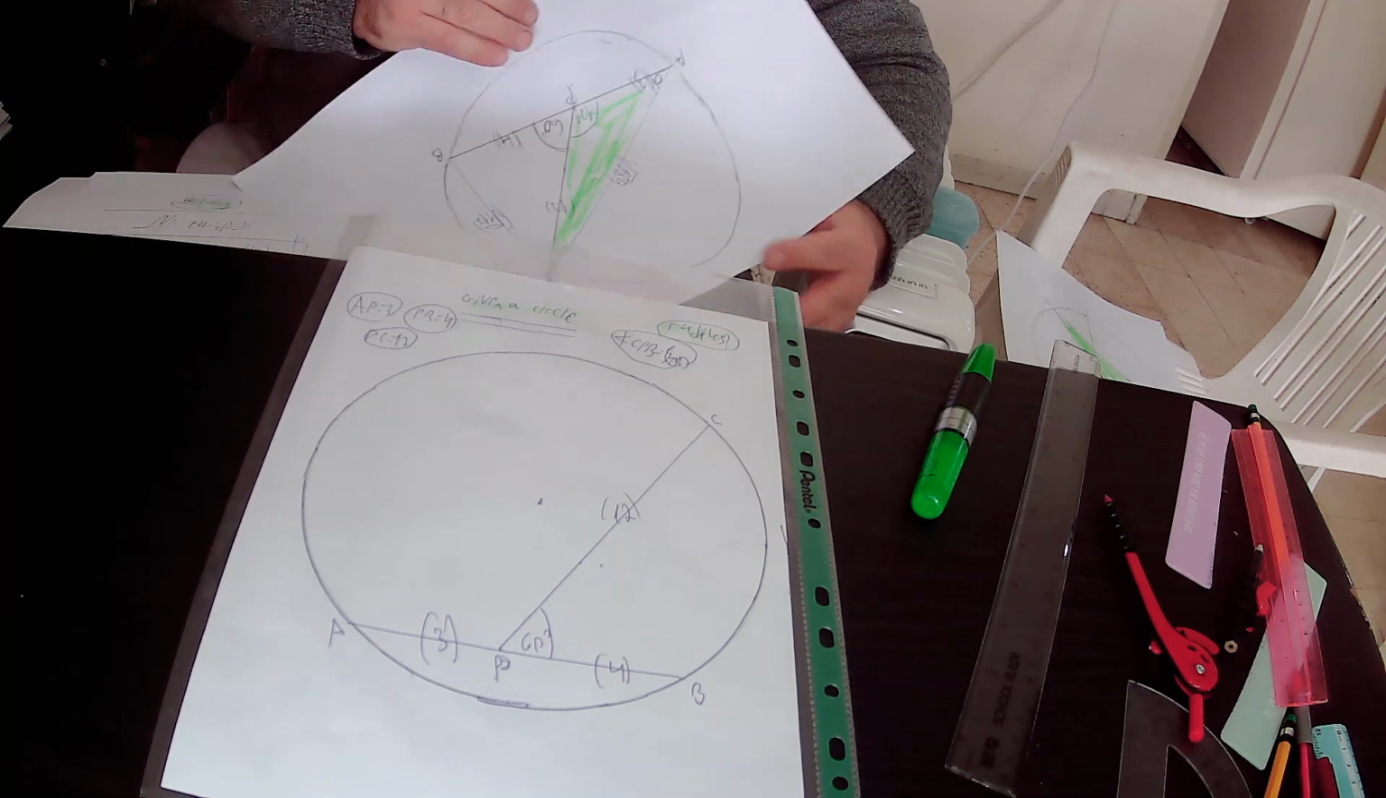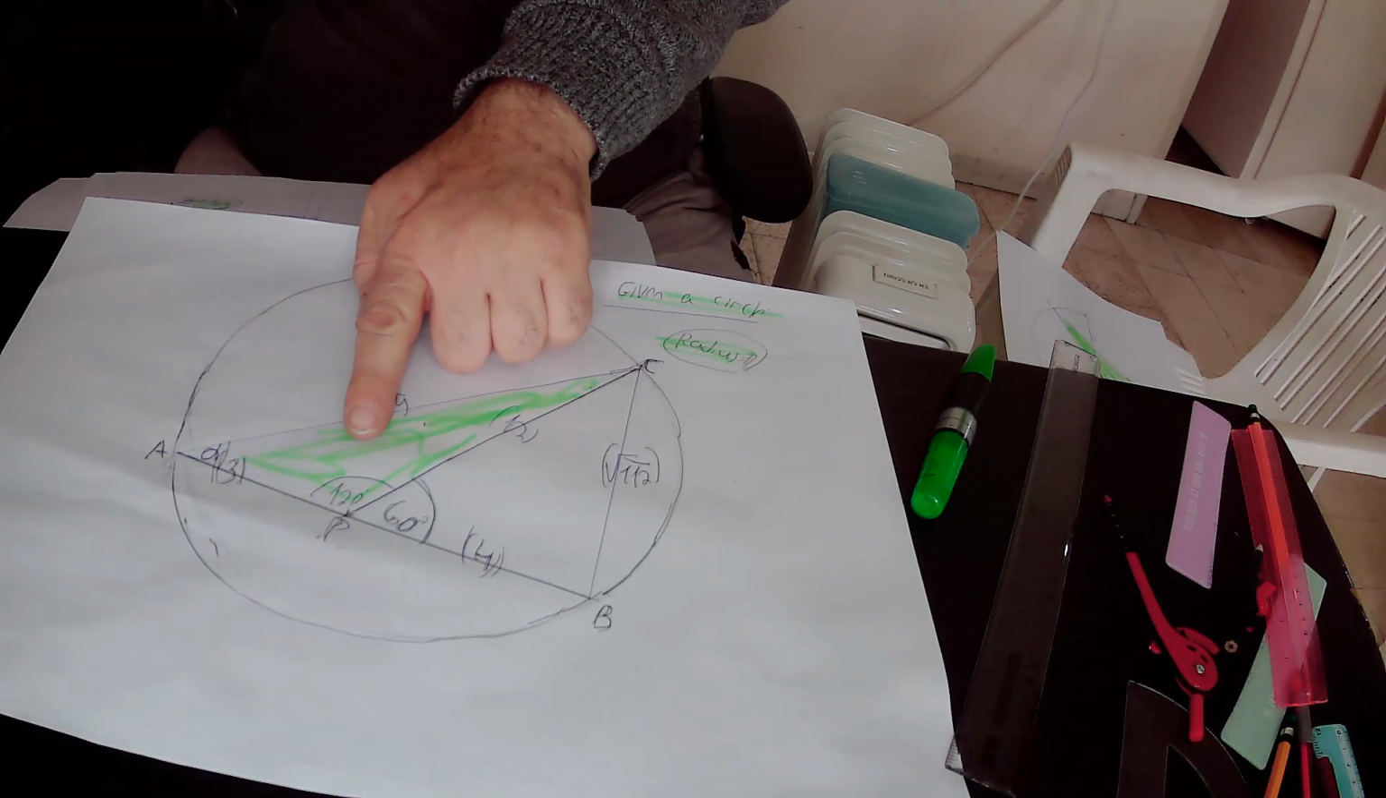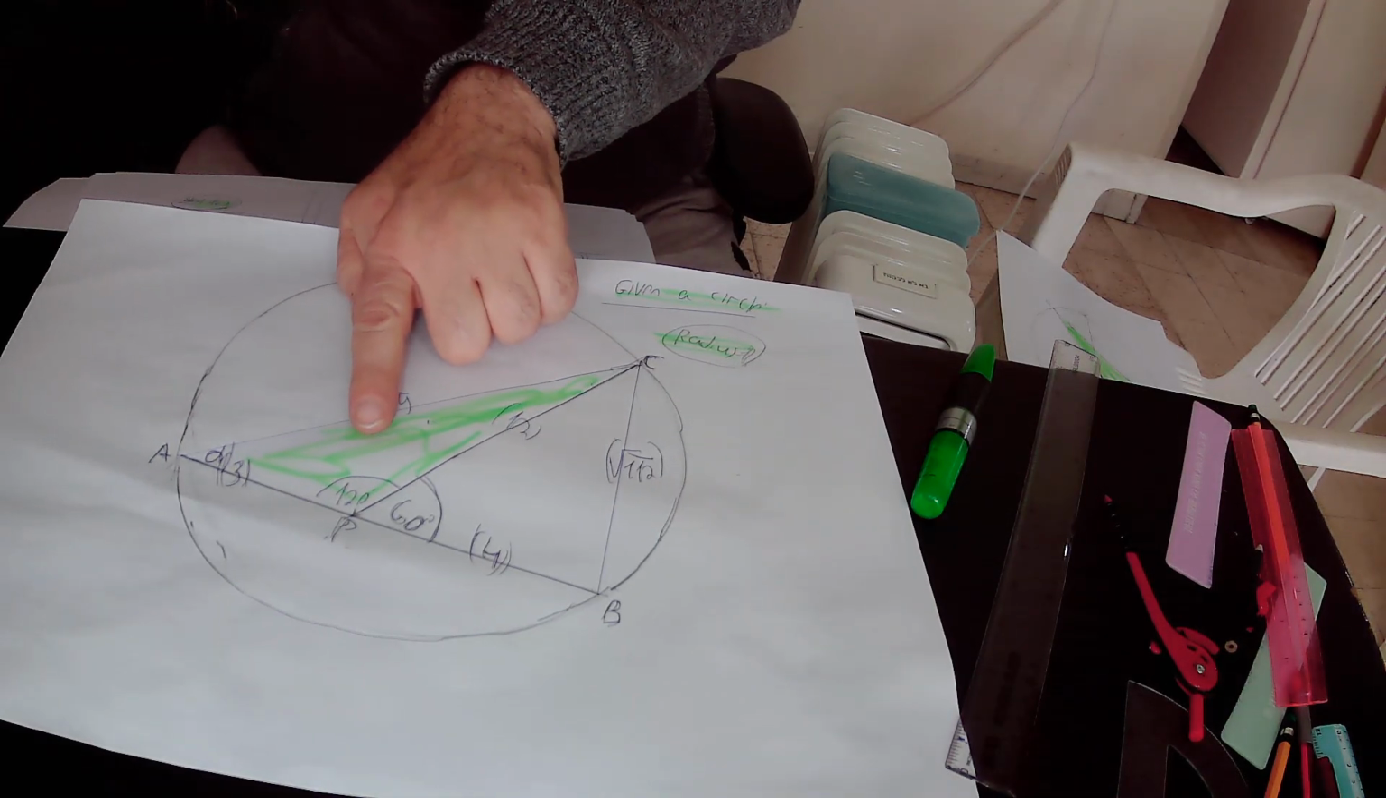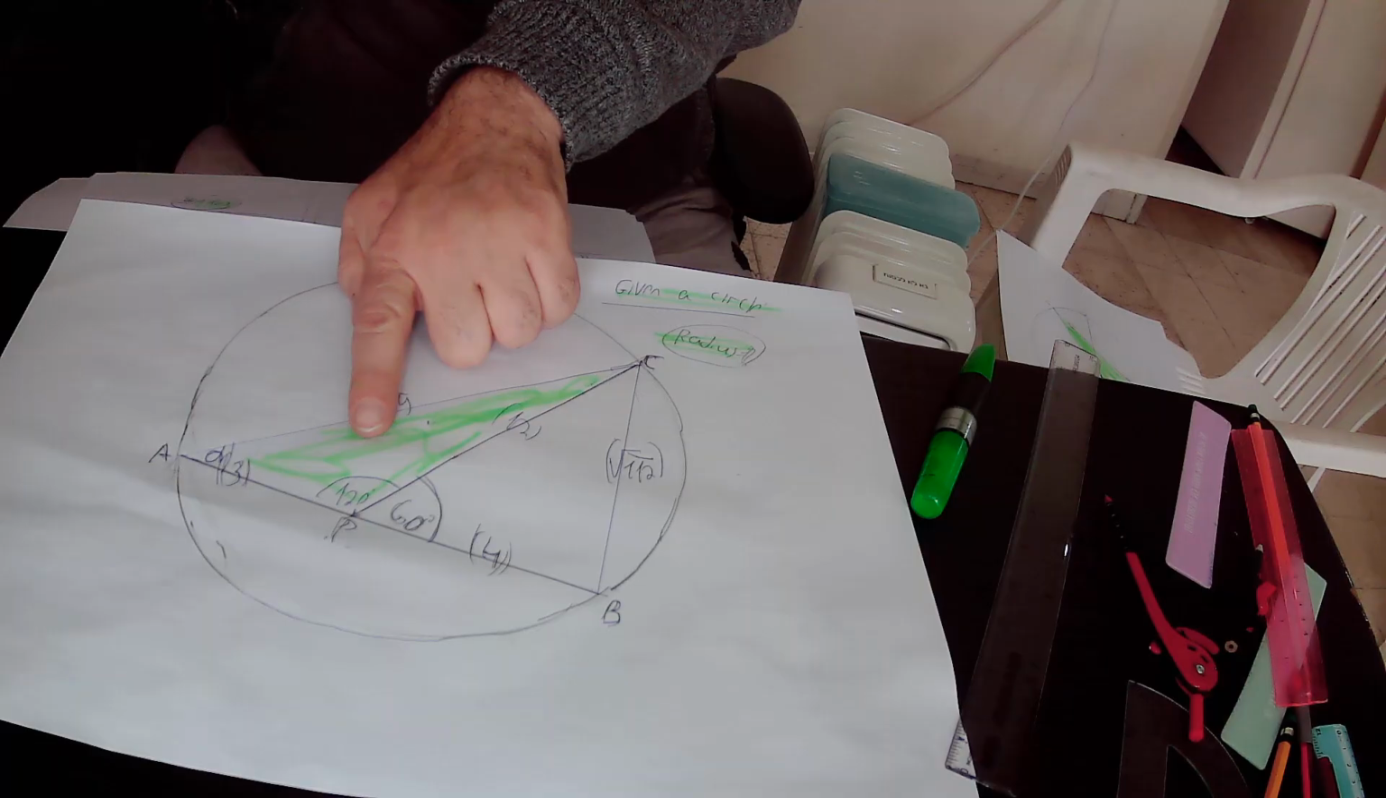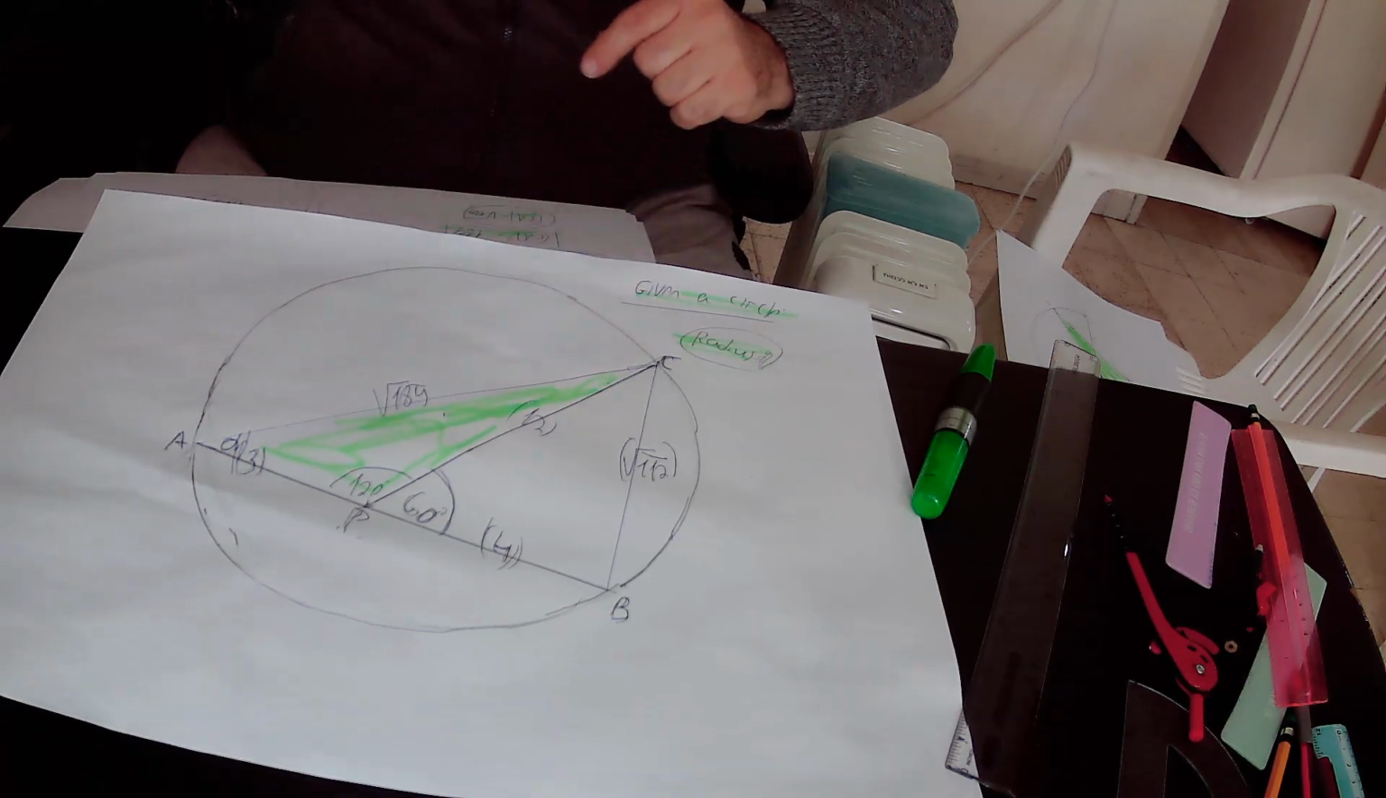And again, this is the missing angle, CPA, that must be equal to 120 degrees in size according to rule 3.